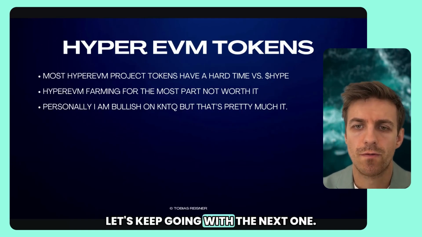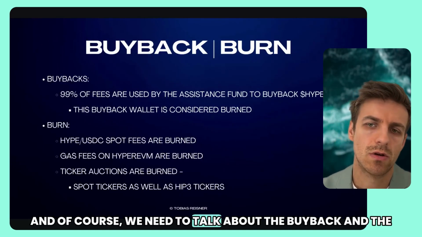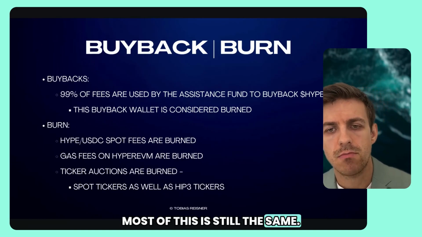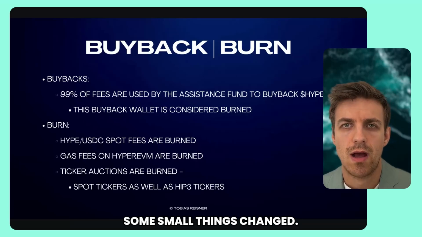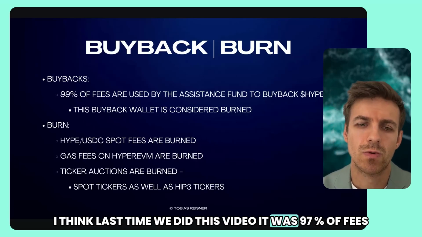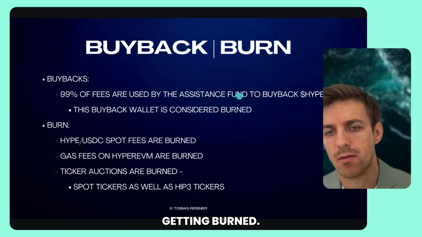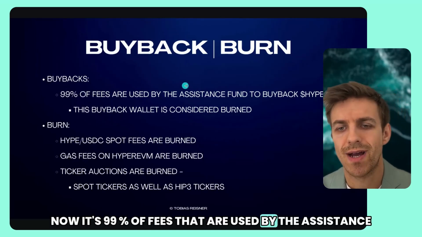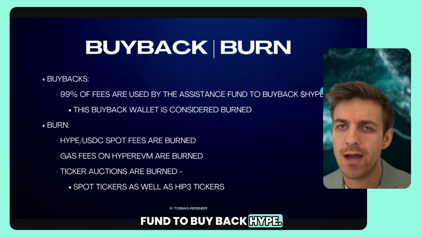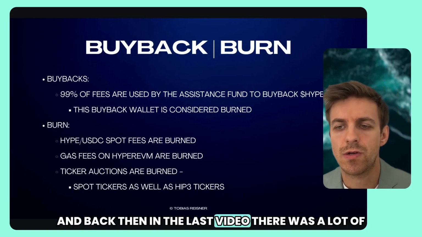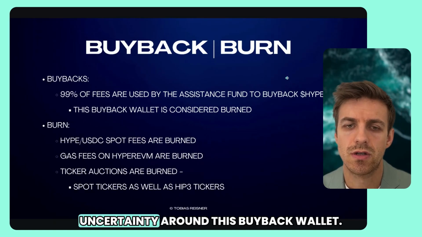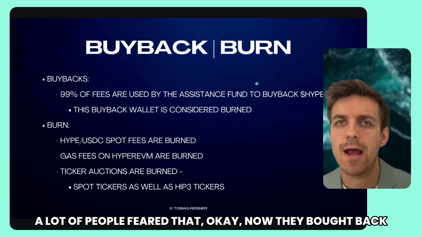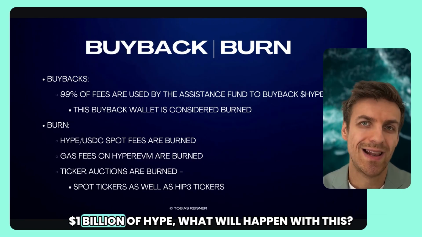Let's keep going with the next one. And of course, we need to talk about the buyback and the burn. Most of this is still the same. Some small things changed. I think last time we did this video, it was 97% of fees getting burned. Now it's 99% of fees that are used by the Assistance Fund to buy back HYPE. And back then in the last video, there was a lot of uncertainty around this buyback wallet. A lot of people feared that, okay, now they bought back $1 billion of HYPE.